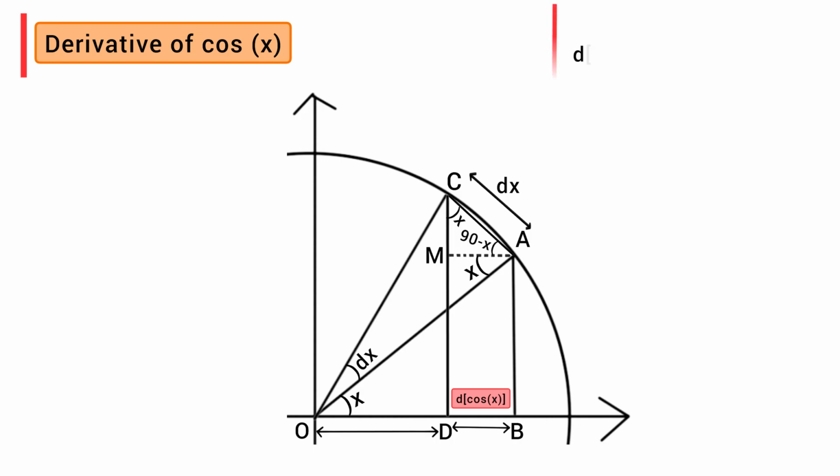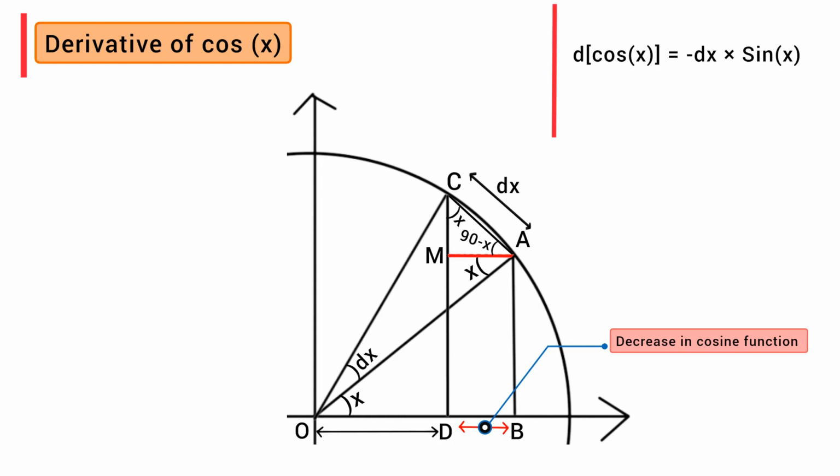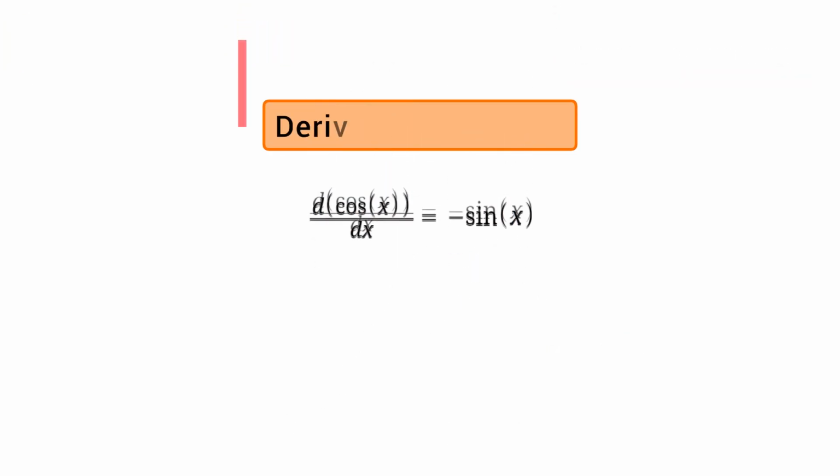By further simplification and observing that as the angle increases, the cosine component decreases, hence the change in the function will be a negative change. Taking the ratio of the functional change to the angular change, we get the derivative of cosine x to be minus sine x.